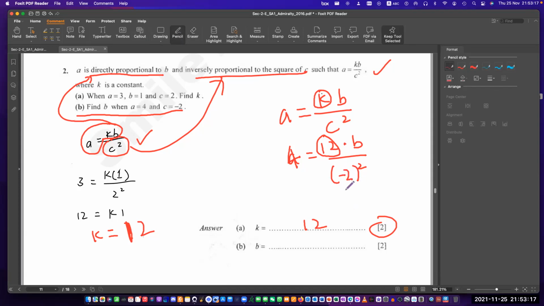Then you just use your calculator. So this is 4. This is -2 bracket square. So this will give me 4. So 4 times 4 is 16 equals to 12B.